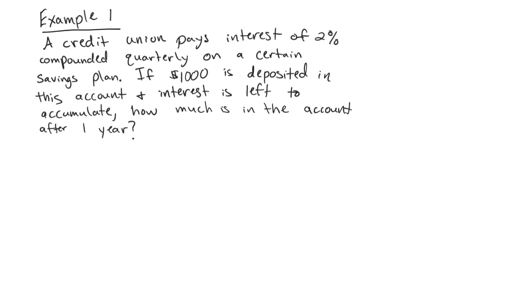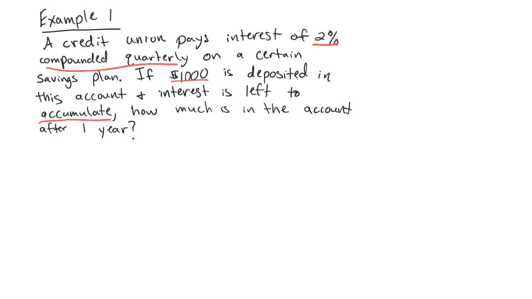Okay, our first example is that a credit union pays interest of 2% compounded quarterly on a certain savings plan. If $1,000 is deposited in this account and the interest is left to accumulate, how much is in the account after 1 year? So some keywords here. We have the 2% interest rate, compounded quarterly, and then $1,000 is deposited. This word accumulate is a big one too.